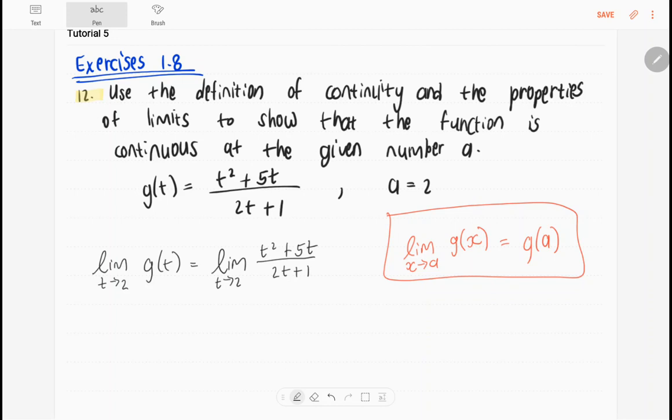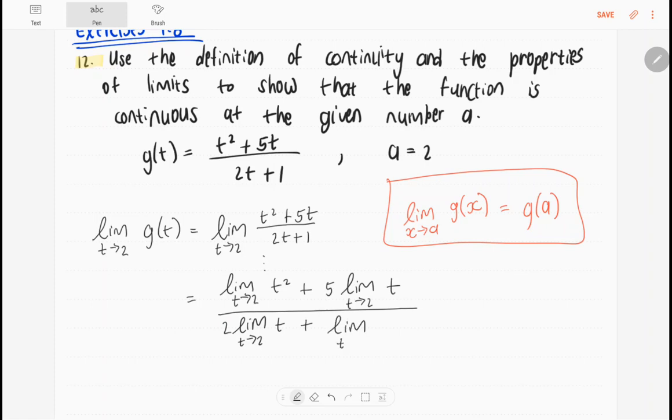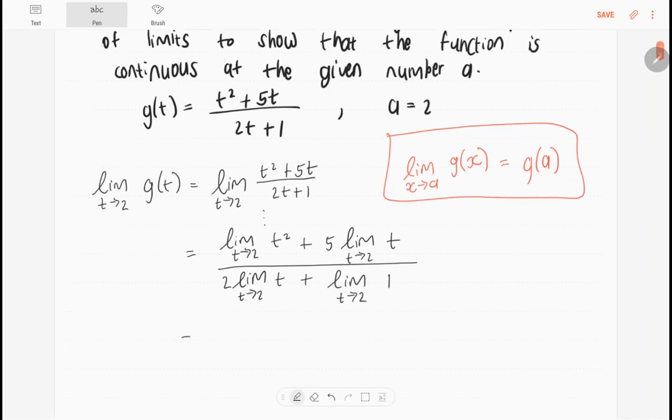And we can then use the properties of limits to eventually write it in the following form. So we have the limit as t approaches 2 of t squared plus 5 times the limit as t approaches 2 of t, over the limit as t approaches 2 of t, and we have a 2 in front there as well, plus the limit as t approaches 2 of 1. Now, the limit as t approaches 2 of t squared will simply be 2 squared. 5 times the limit as t approaches 2 will be 5 times 2. 2 times the limit as t approaches 2 will be 2 times 2. And the limit of a constant is just a constant itself.